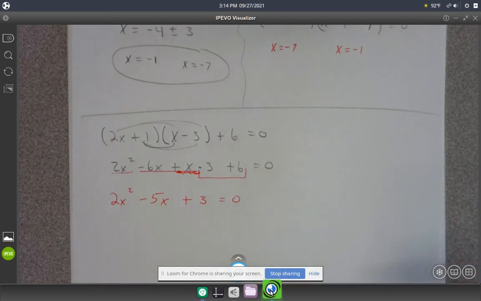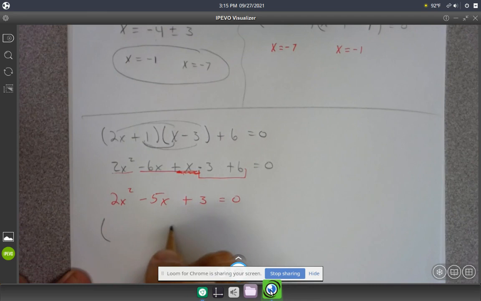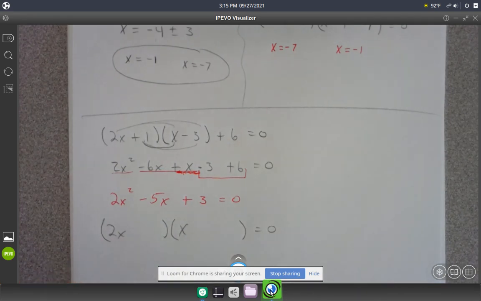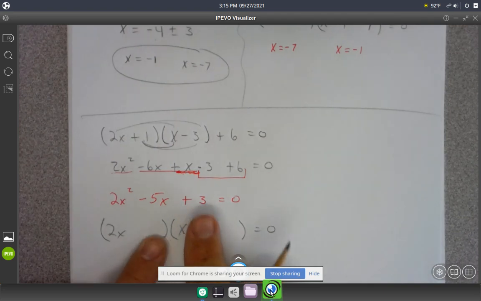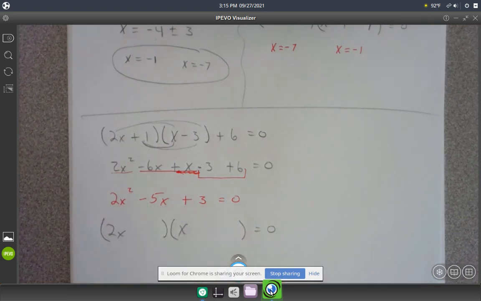This one can be solved by factoring, but I just want to emphasize not all stuff will factor. We'll review later when stuff can and cannot be factored, and there's a reason for it. This one will factor. It's got to be a 2x and an x. And these two numbers have to multiply to give me 3. But at the end, I need to be able to get a 5 in the middle. So it's either a 1 and a 3, or a 3 and then a 1.